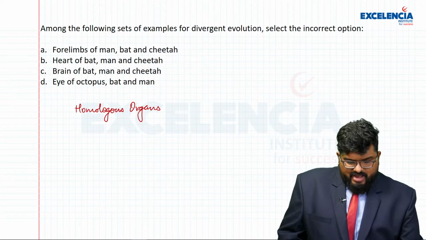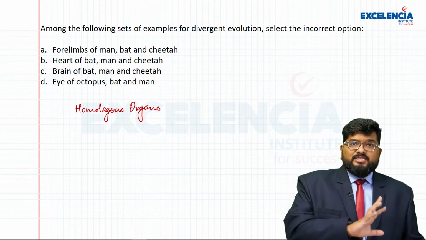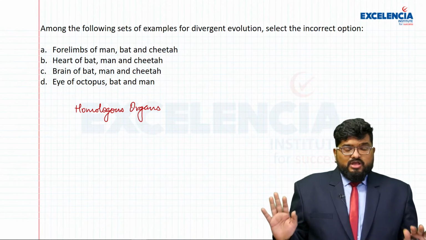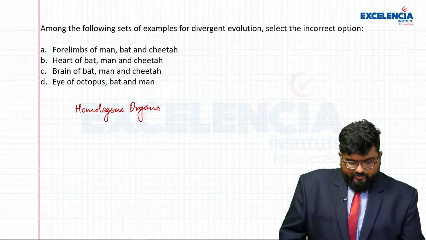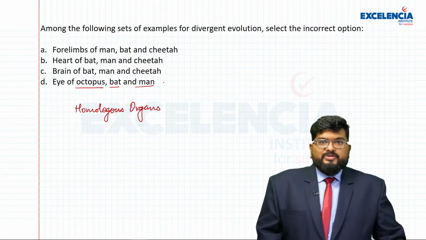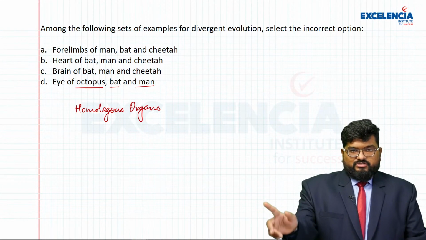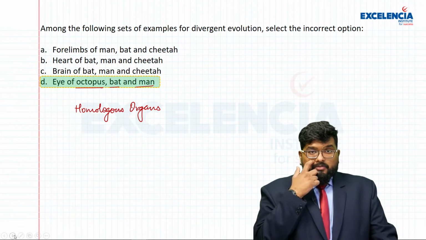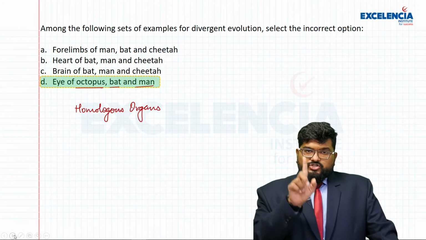Brain of bat, man, and cheetah. Doesn't matter what organ we are talking about. There's a common ancestor in all of these three options. So these options are not applicable over here. Eye of octopus, bat, and man. Octopus is an invertebrate, isn't it? So the ancestor is different. Got it? So the answer simply becomes, for divergent evolution to form homologous organs, there should be a common ancestor.